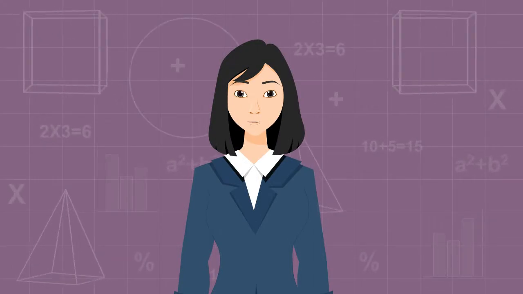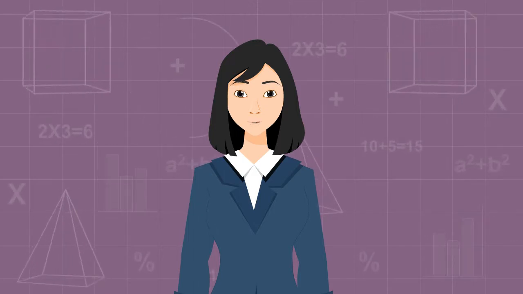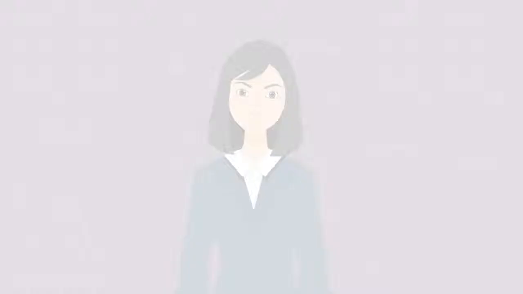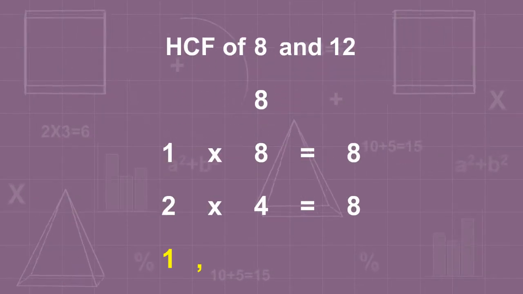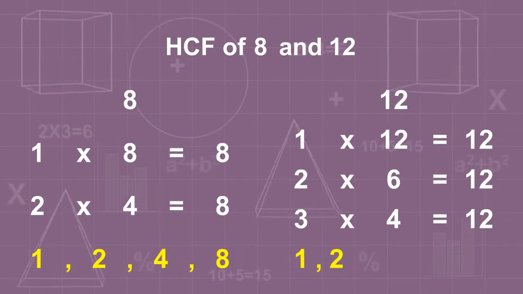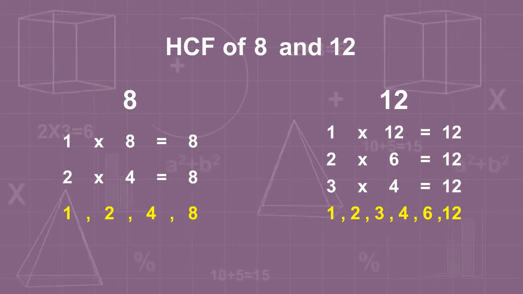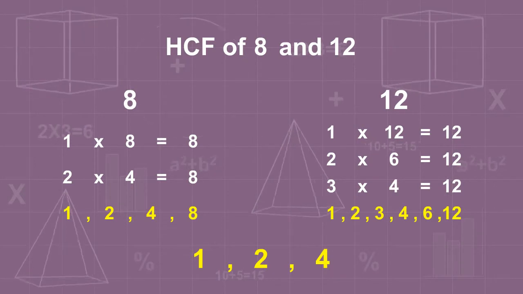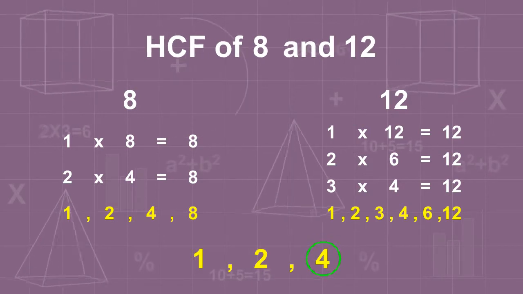Highest common factor, HCF, of the given numbers is the largest number that divides each of them exactly. The full form of HCF is highest common factor. For example, HCF of 8 and 12. Factors of 8 are 1, 2, 4, 8. Factors of 12 are 1, 2, 3, 4, 6, 12. You have seen that the common factors of 8 and 12 are 1, 2 and 4. The highest among the common factors is 4. Hence, HCF of 8 and 12 is 4.